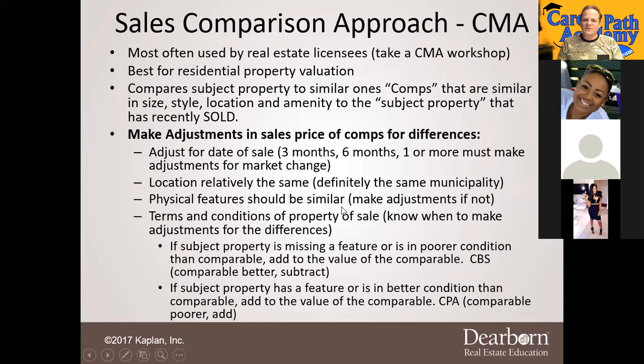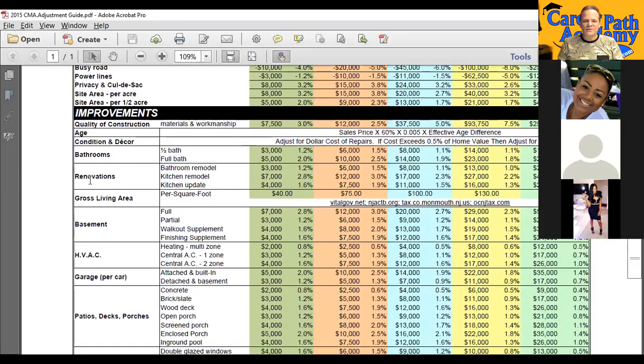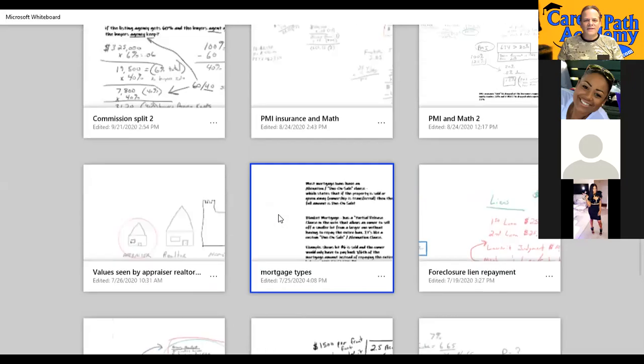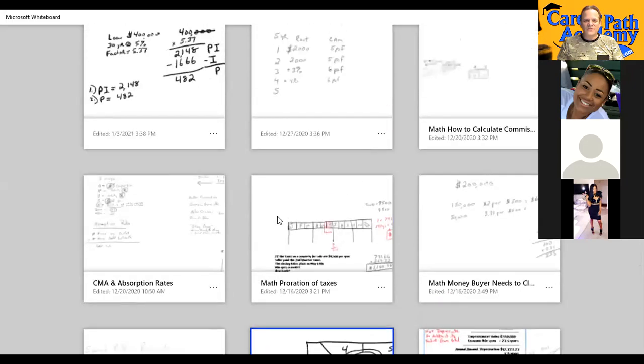Physical features should be similar, and you make adjustments if they're not. That's what this will help you out for. The living area, we do it by per square footage. If you notice, appraisers don't care about how many bedrooms you got. Even though they make note of it on the appraisal, they look more at square footage, the gross living area. And I could give you some good reasons for that.